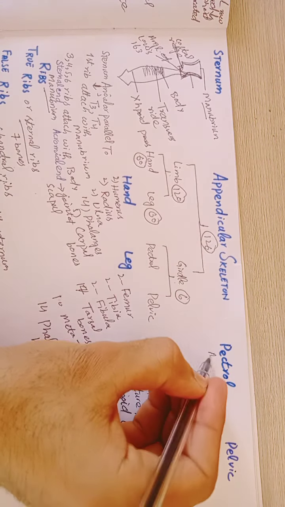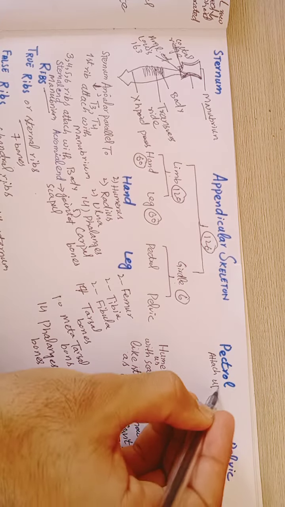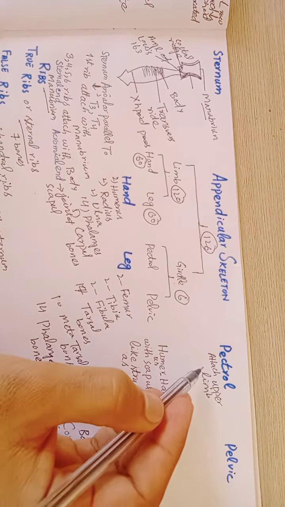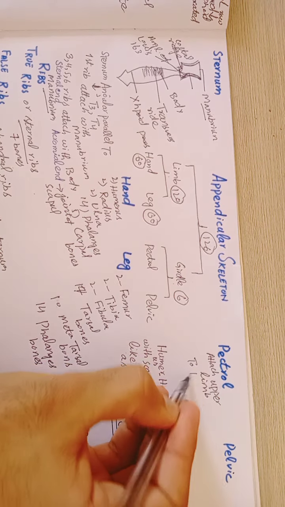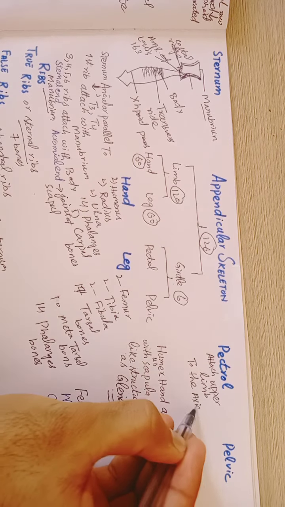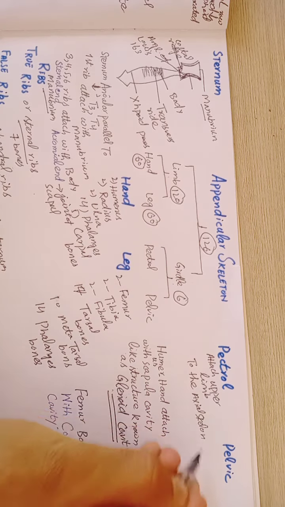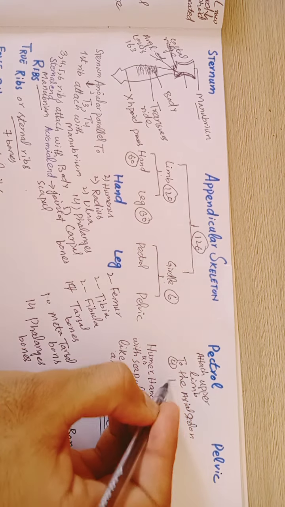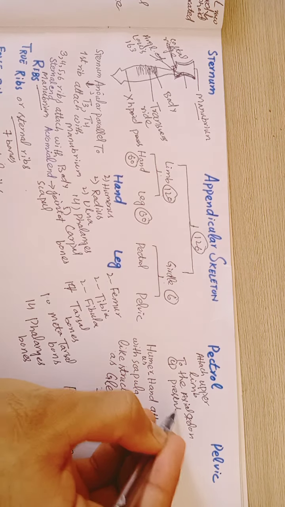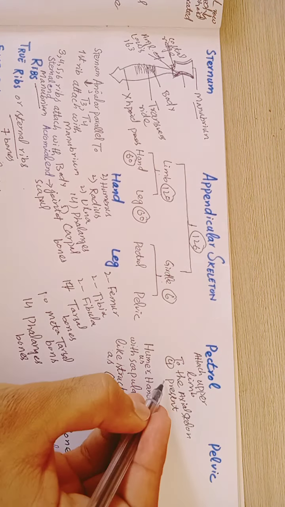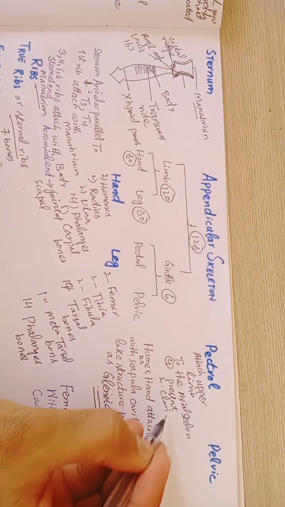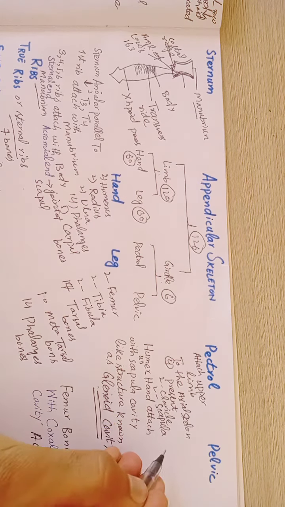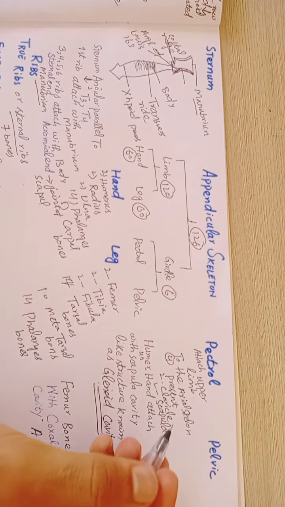The pectoral girdle attaches the upper limb to the axial skeleton. In the pectoral girdle, four bones are present: two clavicles and two scapulae. The scapula is also known as a flat bone.